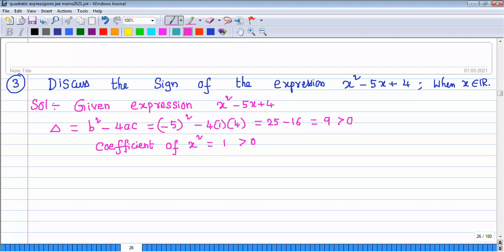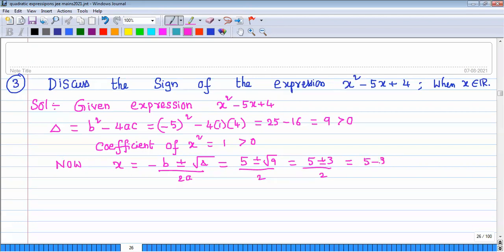Now we need to find the roots. x is equal to minus b plus or minus root delta upon 2a. So we have 5 plus or minus root 9 upon 2a, and 2a means 2. This will be 5 plus or minus 3 upon 2. 5 minus 3 by 2 gives 1, and 5 plus 3 by 2 gives 4. You get 1 comma 4.